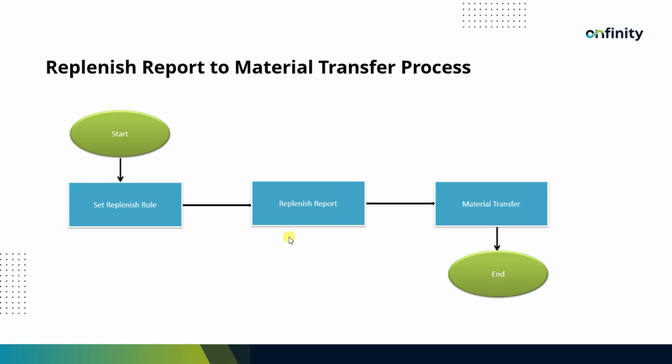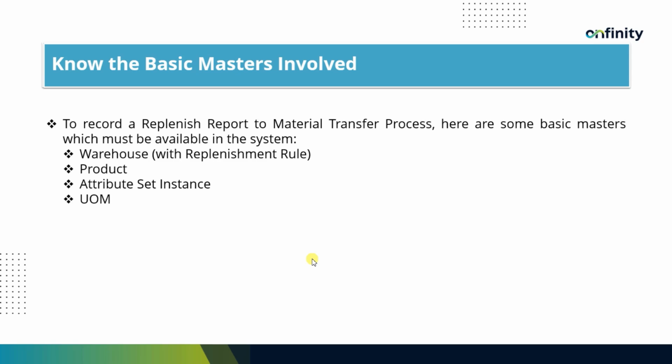Based on this information, the warehouse manager or inventory manager can then initiate a material transfer from a warehouse with sufficient stock to the warehouse in need. This internal stock movement ensures that inventory is balanced across warehouses, supporting continuous availability of products and preventing both stockouts and overstocking situations. Now let's know the basic masters involved in the replenish report to material transfer process.